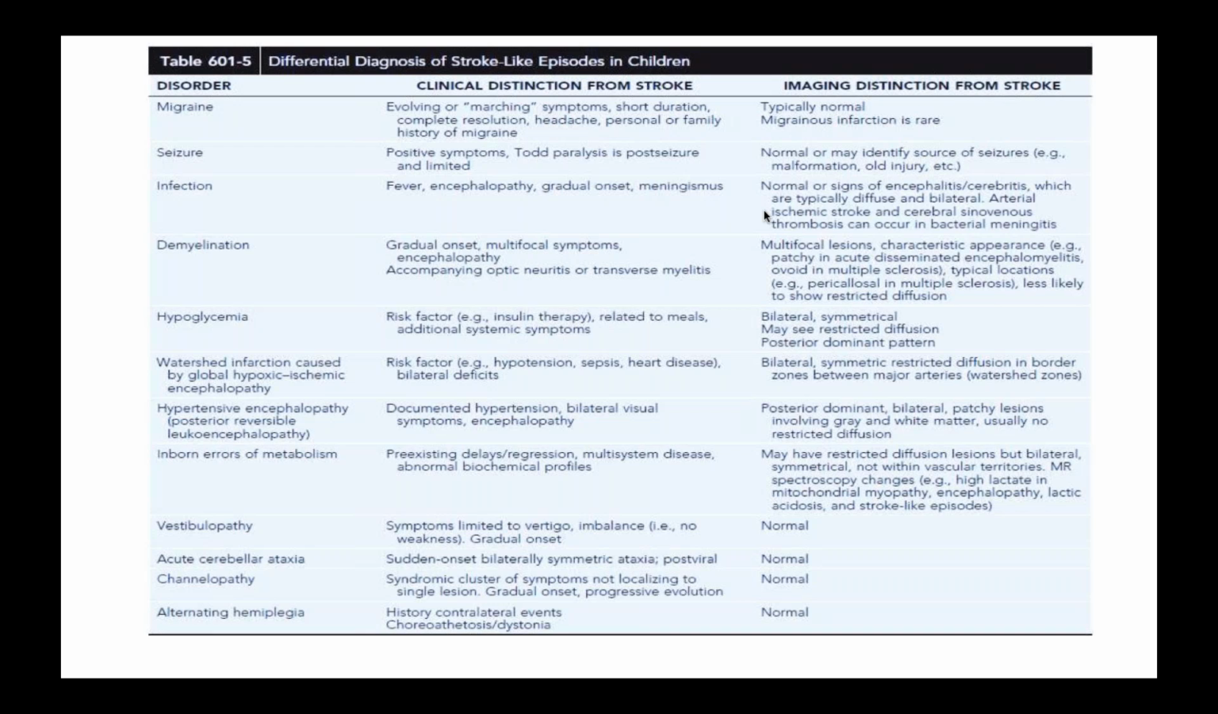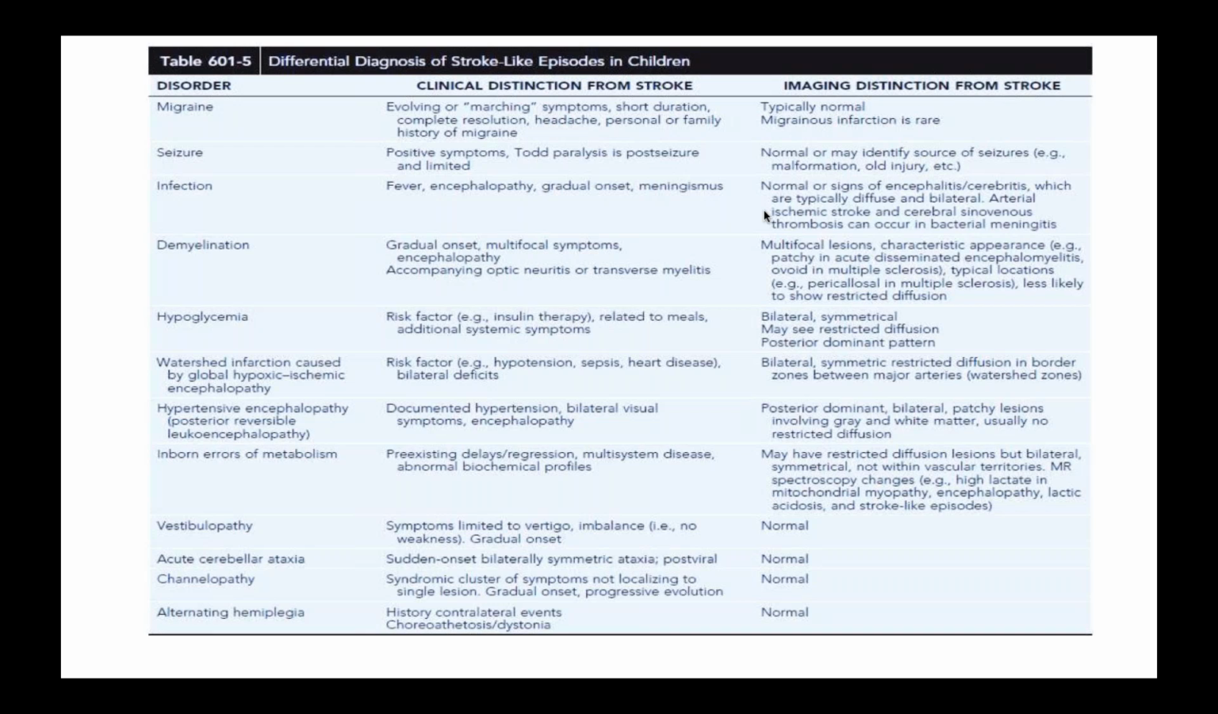Infection can present with fever, encephalopathy, gradual onset, meningismus. So SAH can very well mimic meningitis. However, we may find different features on imaging. Then demyelination disorders, hypoglycemia can present with this. Then hypertensive encephalopathy, PRES, can present with stroke. IEMs, although IEM itself is a feature of stroke, but it may mimic that also. So IEM we can keep not as a mimic, but as an etiology.